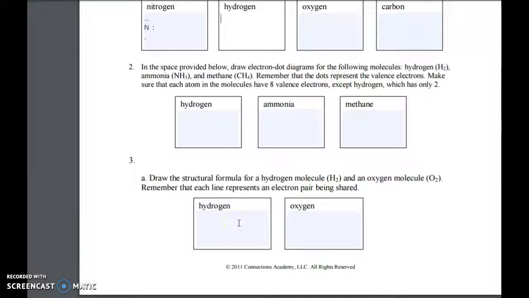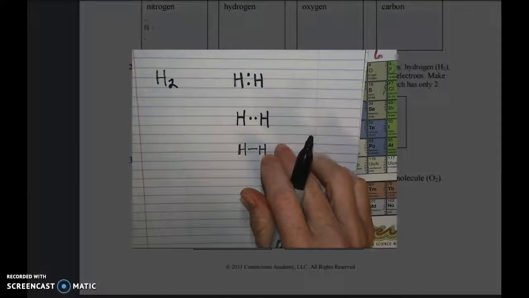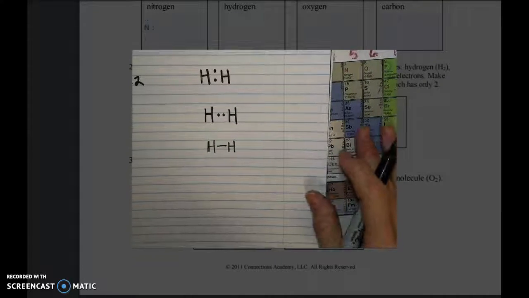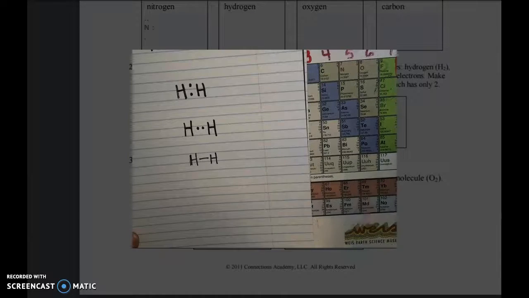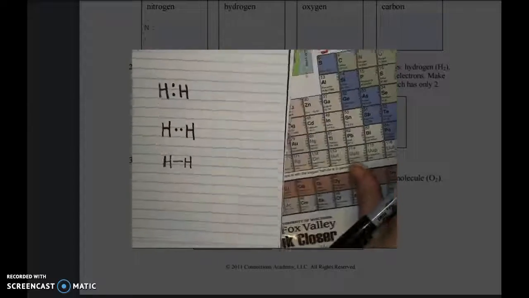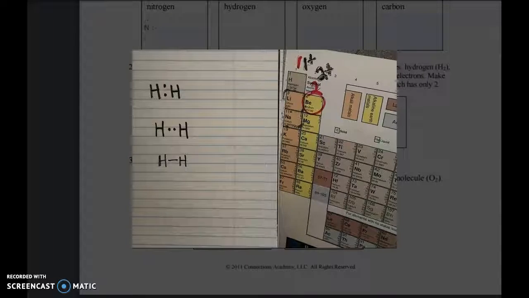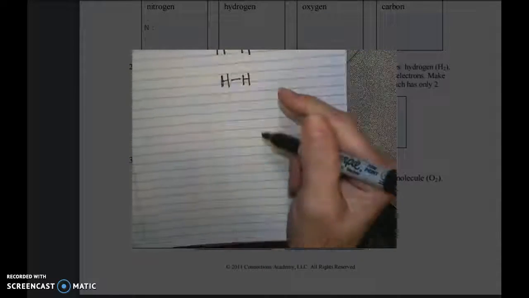If there's four dots between them, if I had four dots here, that would be what's called a double bond. So an example would be, let me think here for a second. Well, we can go ahead and just do oxygen since that's the next one up here.